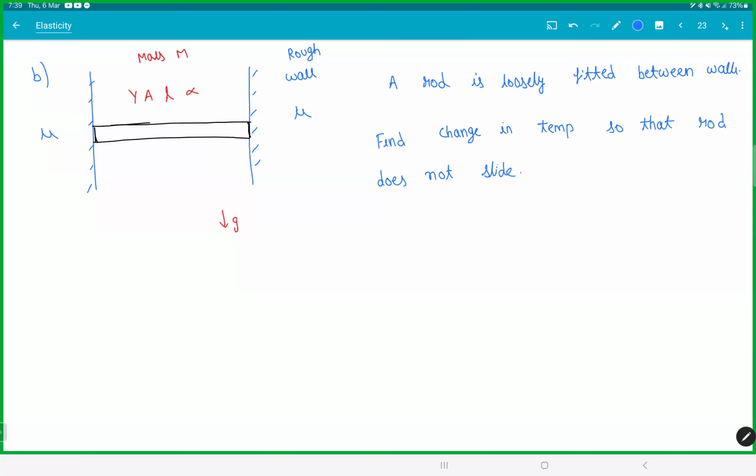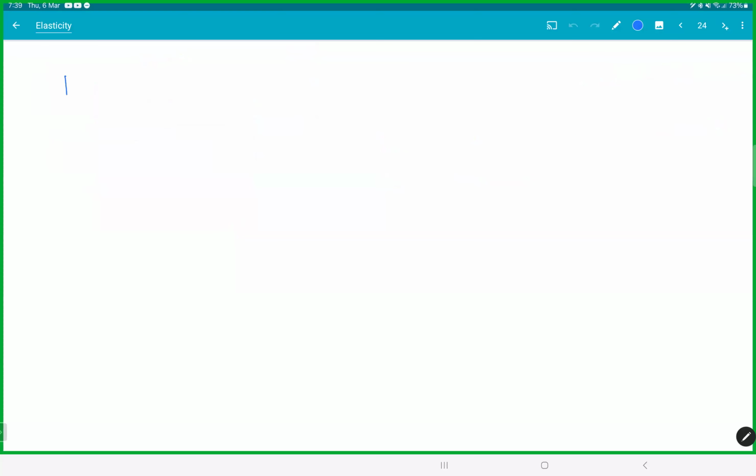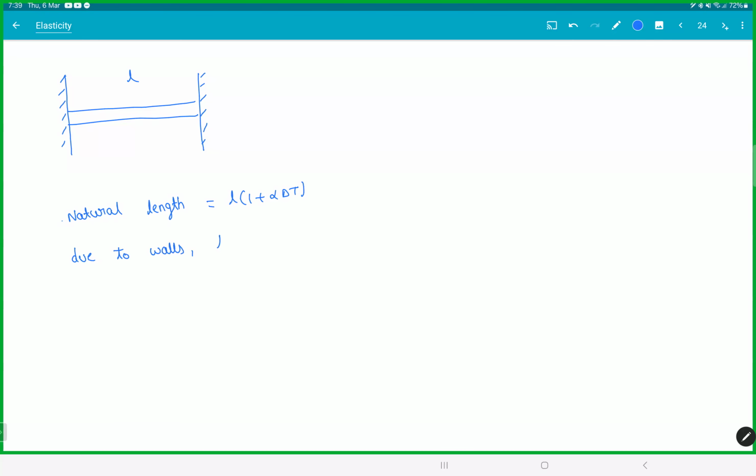Now, if you ask the rod, what will the rod say? Again, ask yourself. The rod will say, if these walls are not there, see, it is always like that. If the walls are not there, I would have been L into 1 plus alpha delta t. So the natural length is L into 1 plus alpha delta t. But because of the wall, the rod didn't expand. Or should I say, due to the wall, the length of the rod remained L.